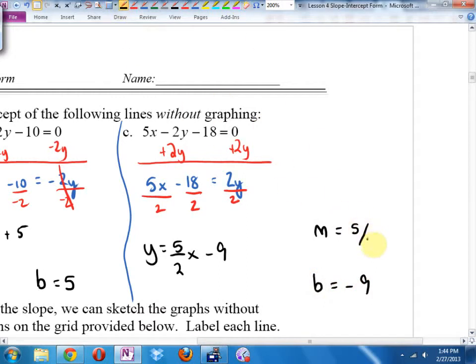I caught it. My brain was already working ahead. Is that right?